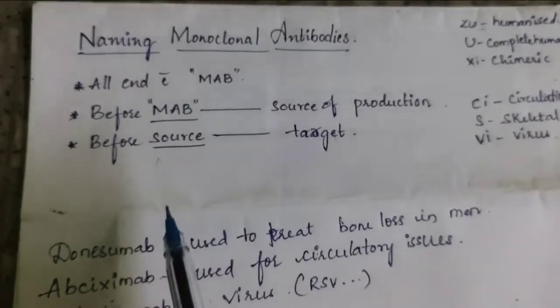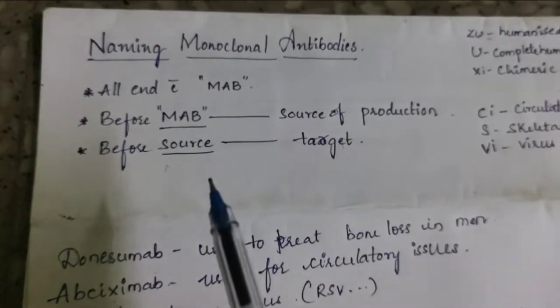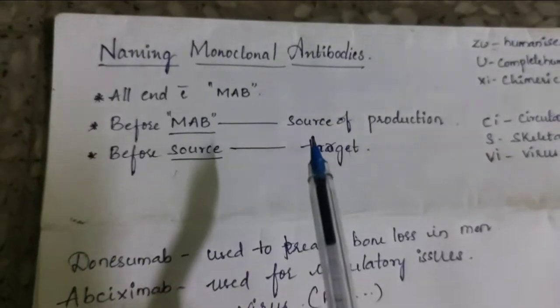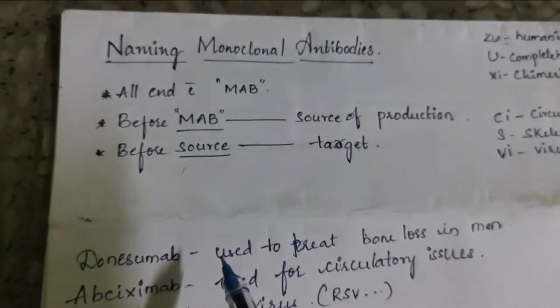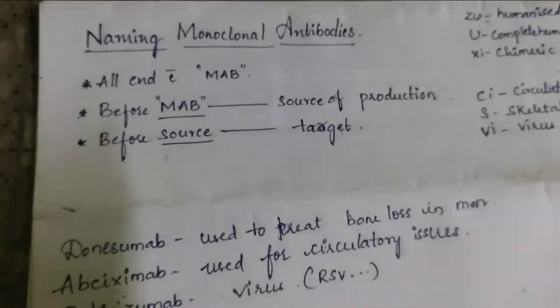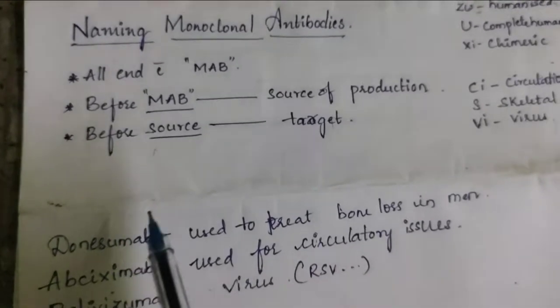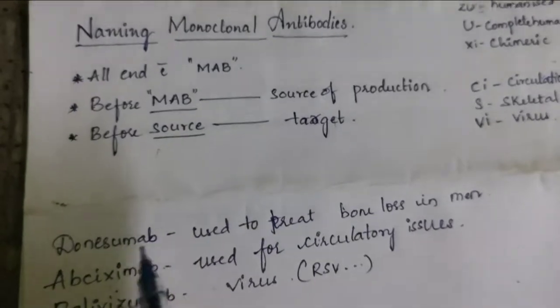Usually it is given along with chemotherapeutic drugs for those who are suffering from prostate cancer, or breast cancer in women, because most of the drugs cause bone loss or osteoporosis. So this monoclonal antibody is being given along with those particular drugs to those people to prevent or treat bone loss.